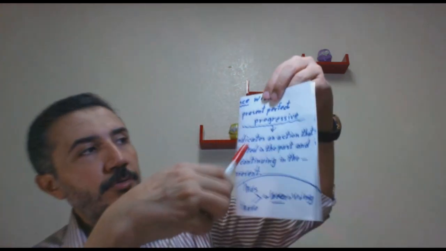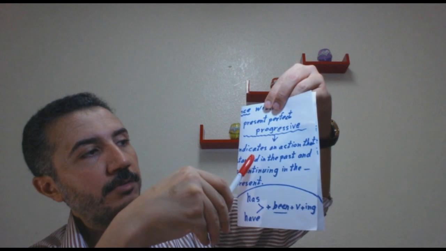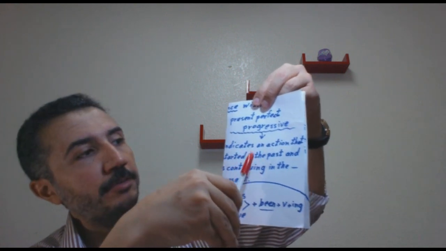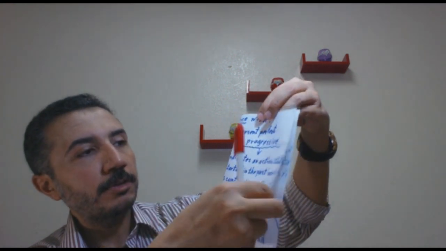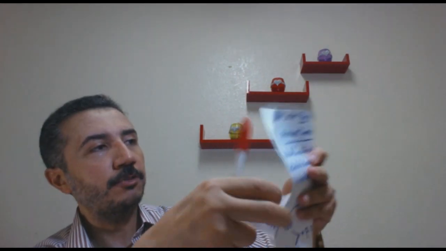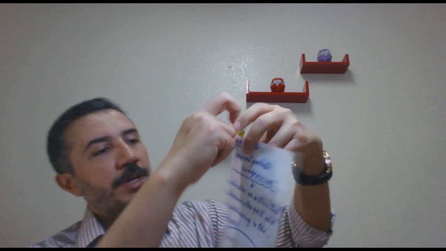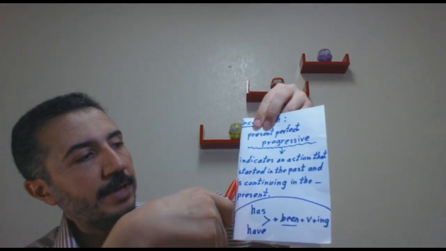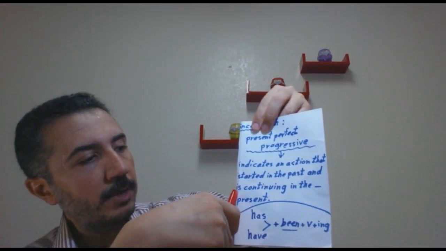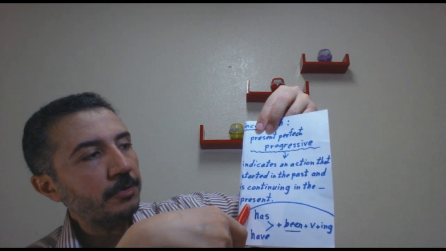What about the present perfect progressive? Present perfect progressive indicates an action that started in the past and is continuing in the present.